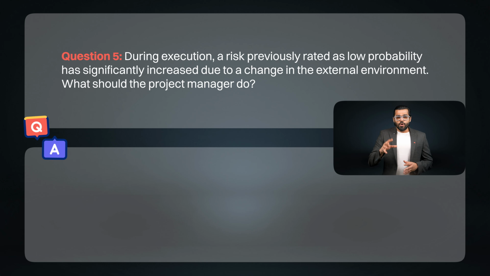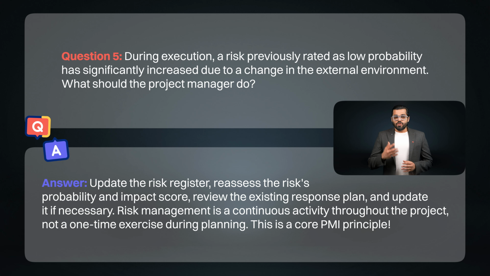Question 5. During execution, a risk previously rated as low probability has significantly increased due to a change in the external environment. What should the project manager do? Answer. Update the risk register. Reassess the risk's probability and impact score. Review the existing response plan and update it if necessary. Risk management is a continuous activity throughout the project, not a one-time exercise during planning. This is a core PMI principle.